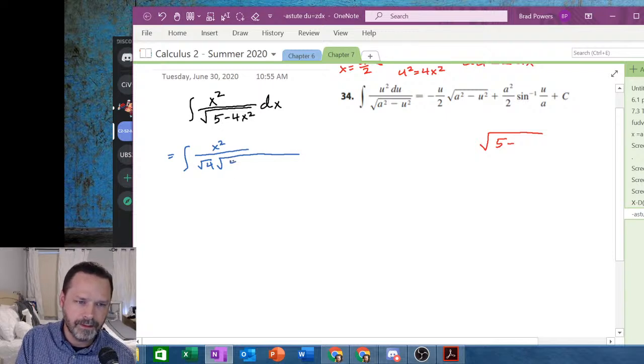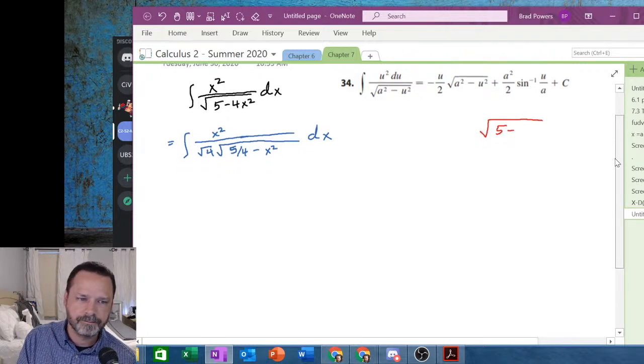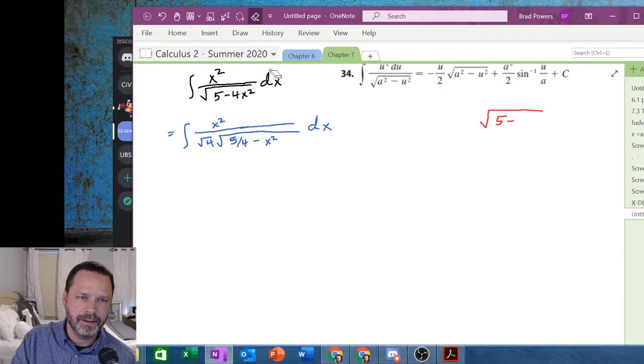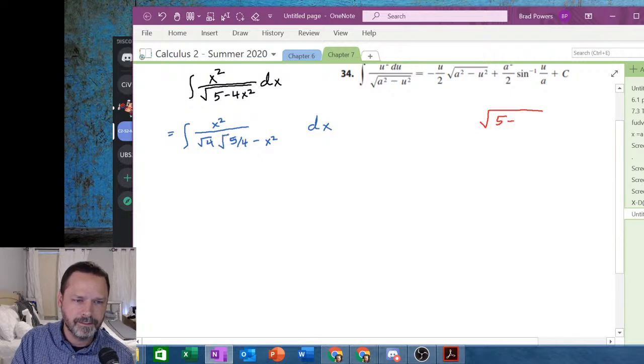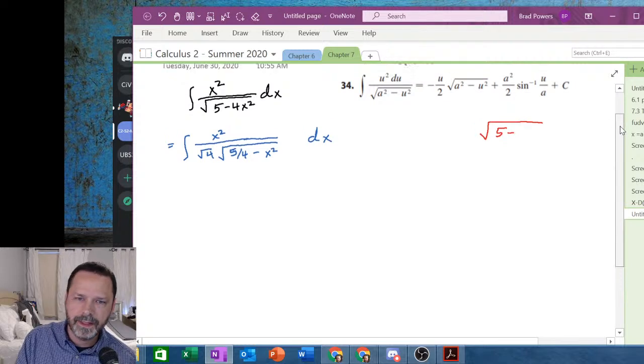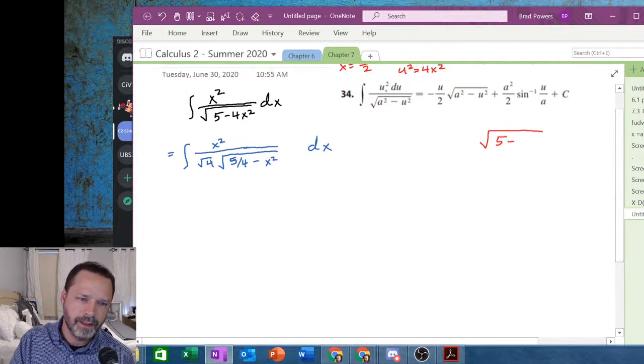5/4 minus x squared dx. I made that a little long. We can make that look nicer. Come on, let's do it. There. Now I can totally use this formula.